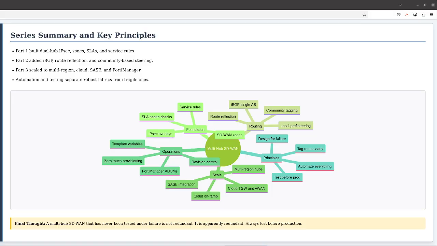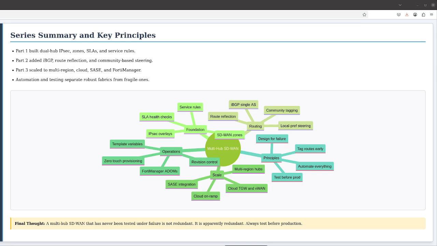The patterns we covered are not theoretical. They are the exact designs running in production at banks, retailers, manufacturers, and cloud-forward enterprises around the world. The FortiGate platform supports all of them, and the CLI configuration we showed is what actually gets pushed to devices when you deploy these architectures. A few principles apply across all 3 parts and deserve emphasis.